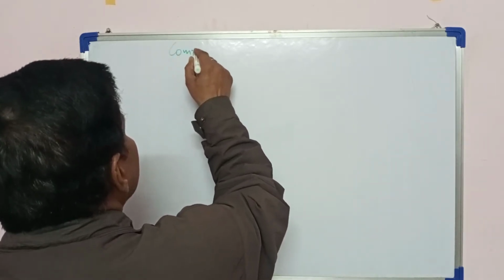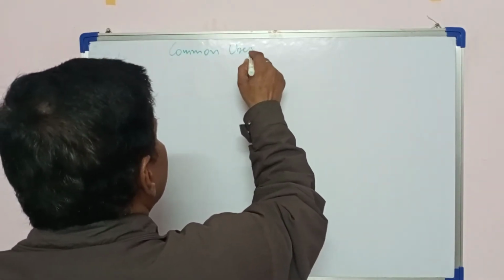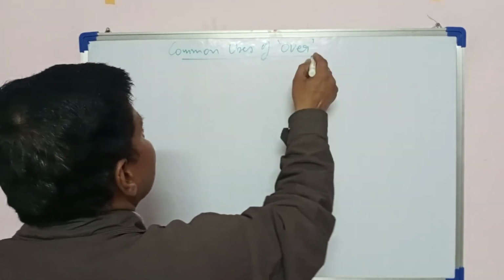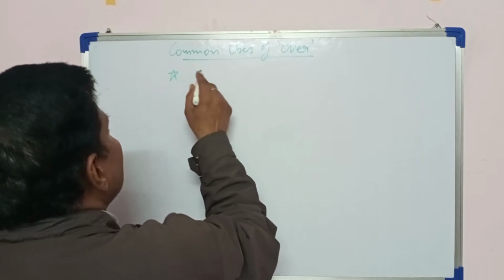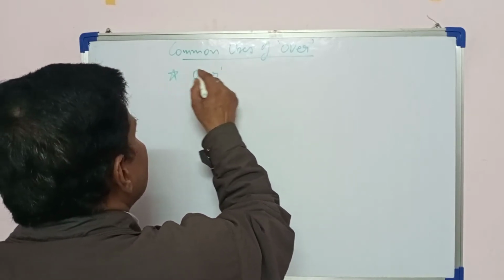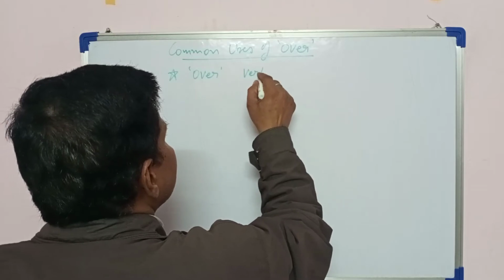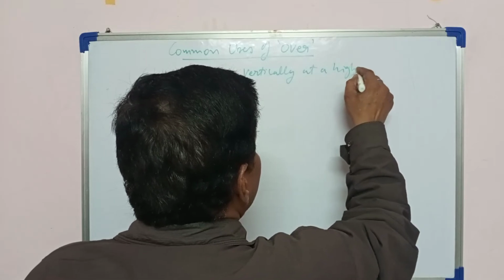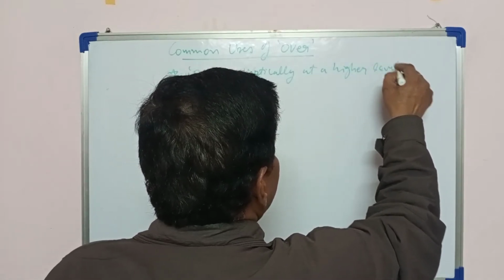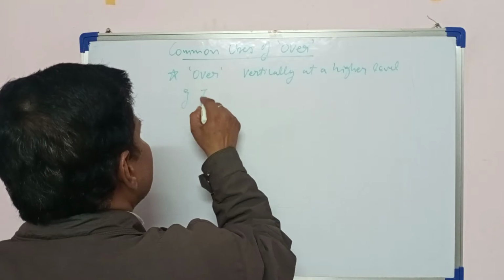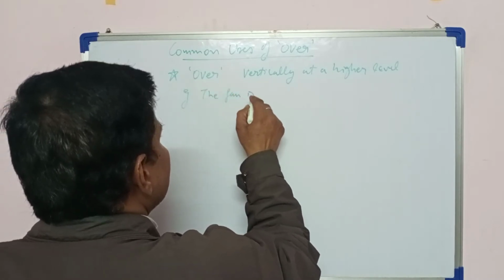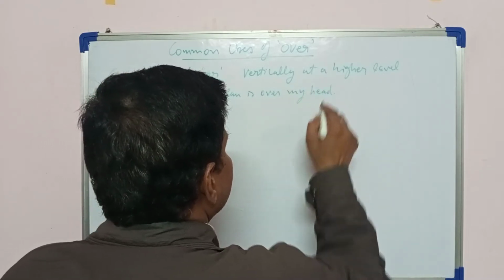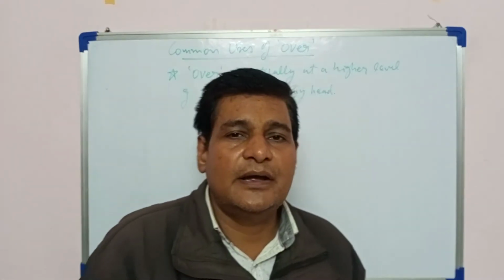Common uses of over. Over means vertically at a higher level. At a higher level. For example, the fan is over my head. The fan is over my head.